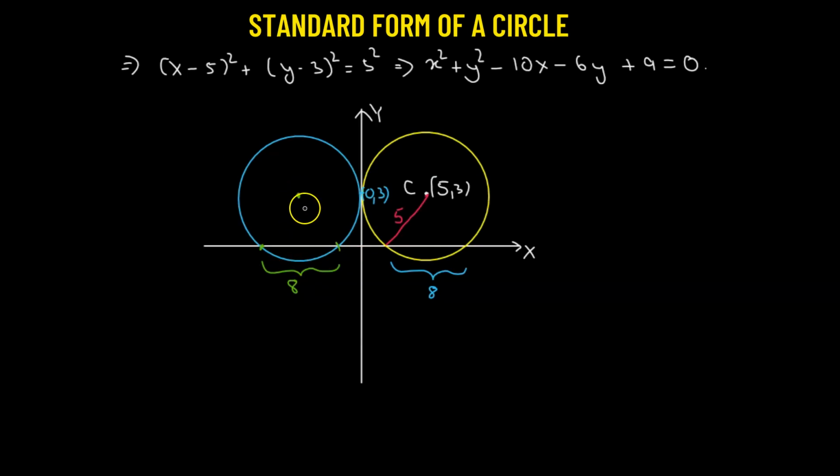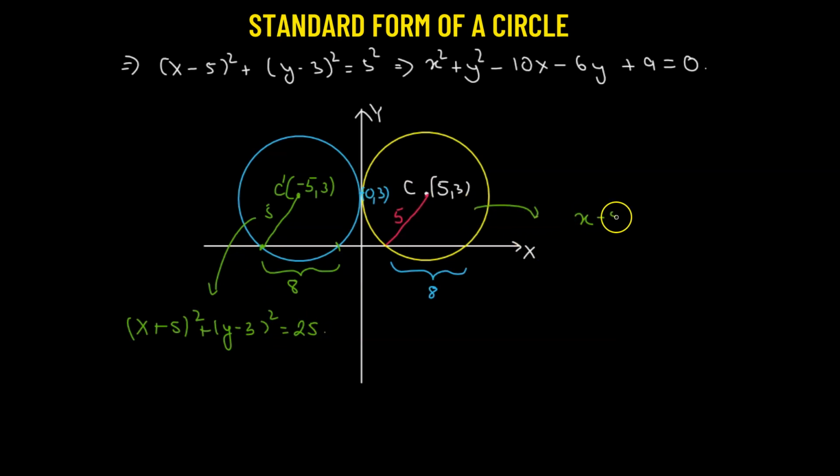In this case, the coordinate of the center, let's call it C prime, is going to be (-5, 3), since it's the mirror image of the first circle. We have flipped it about the y-axis. Now the radius is going to remain the same. It's also going to be 5. So that means the equation of this circle is going to be (x plus 5) whole squared plus (y minus 3) whole squared equals the square of the radius. And this one we have already obtained: it is (x minus 5) whole squared plus (y minus 3) whole squared equals the square of the radius. So these are the equations of the two circles.